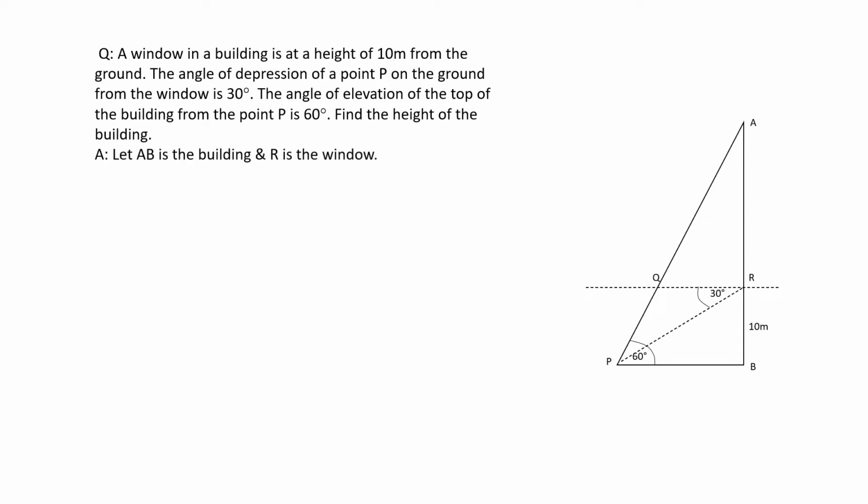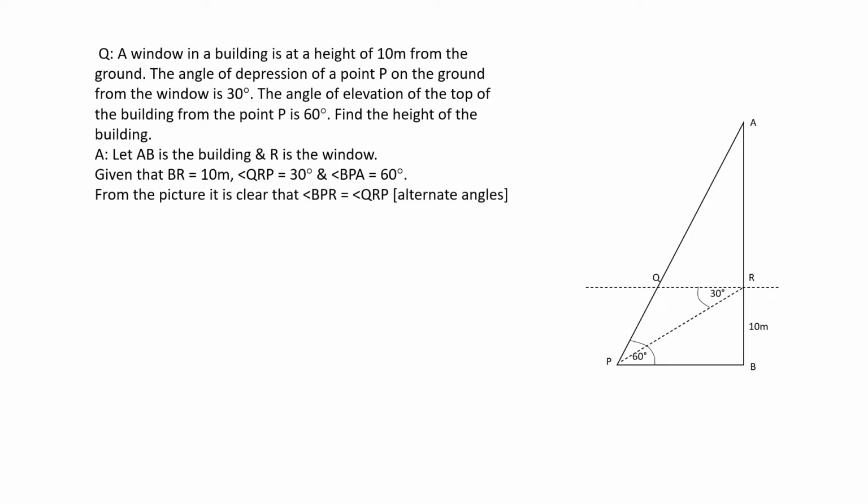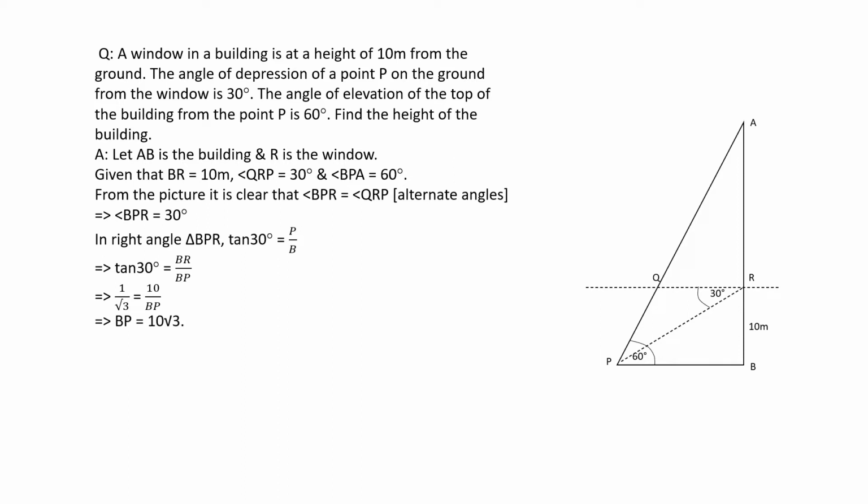Let AB be the building, R is the window. So given that BR equals 10 meters, angle QRP equals 30 degrees and angle BPA equals 60 degrees. Now from the picture it is clear that angle BPR equals angle QRP because of alternate angles, so we can write angle BPR equals 30 degrees. Now in right angle triangle BPR, tan 30 equals P by B, or putting the values, P by B is nothing but BR by BP. So 1 by root 3 equals 10 by BP, or BP equals 10 into root 3.